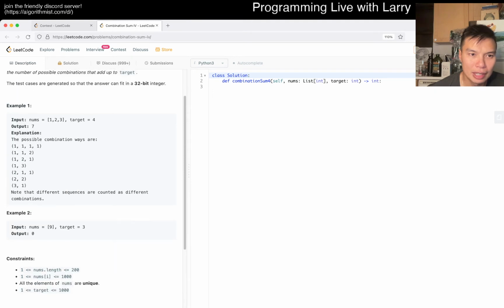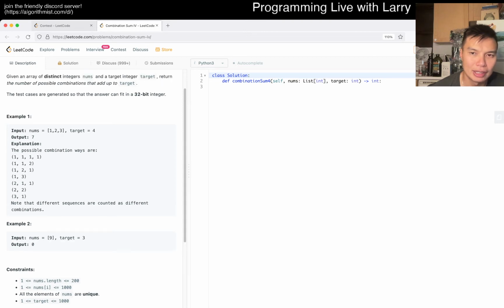The answer is going to be that, and because you can choose any number at any instant, all you have to do is dynamic programming based on target. I'm going to do it recursively. Historically, when I was younger, I did not do it recursively, but now I'm going to because it's easier to explain and easier to reason about.